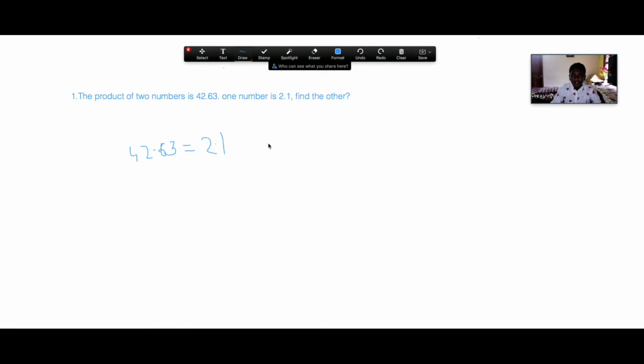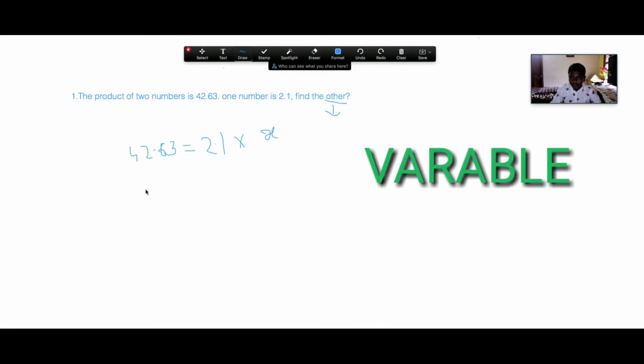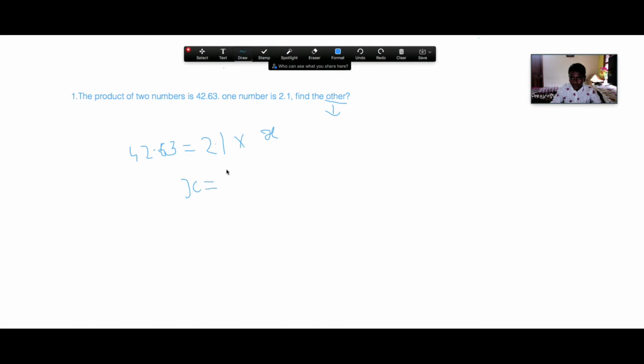What is the other? So it is product, that's why we should put into. And find the other. So other means we don't know that. So we should assume x or any variable, friends. So x is called a variable. So now x is equals to 42.63 divided by 2.1.